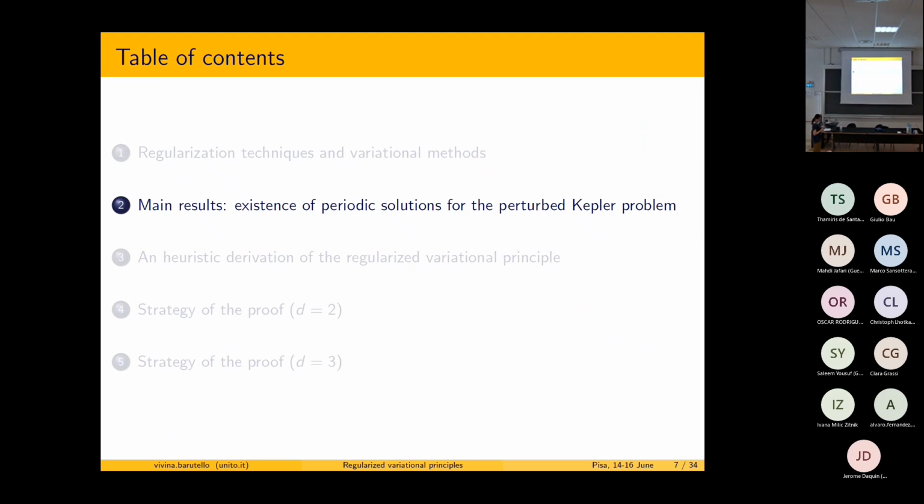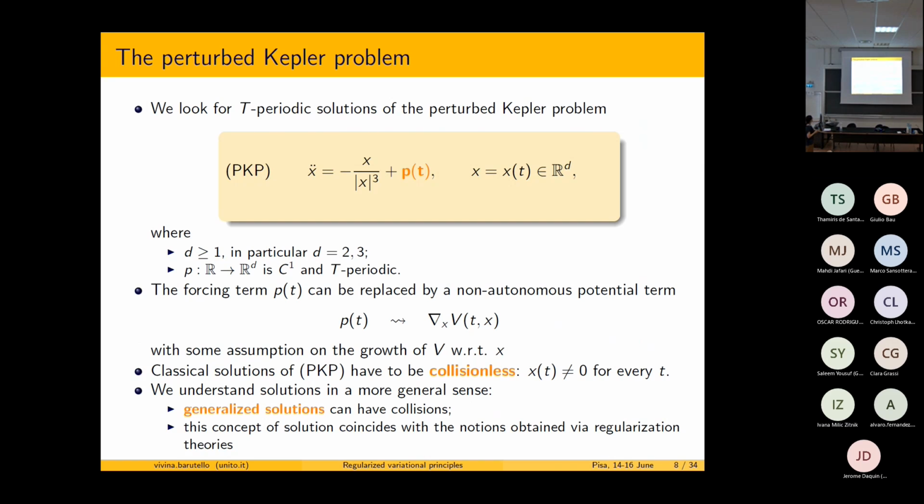So let's go to the problem. The problem that we consider is the perturbed Kepler problem. And the results that I would like to present are linked to the presence of periodic solutions. There are also other results linked to the Dirichlet problem, but I think that are less interesting. So I just focus on the periodic situation. So this term here, the first term, is periodic. It's periodic and regular. It's C1.